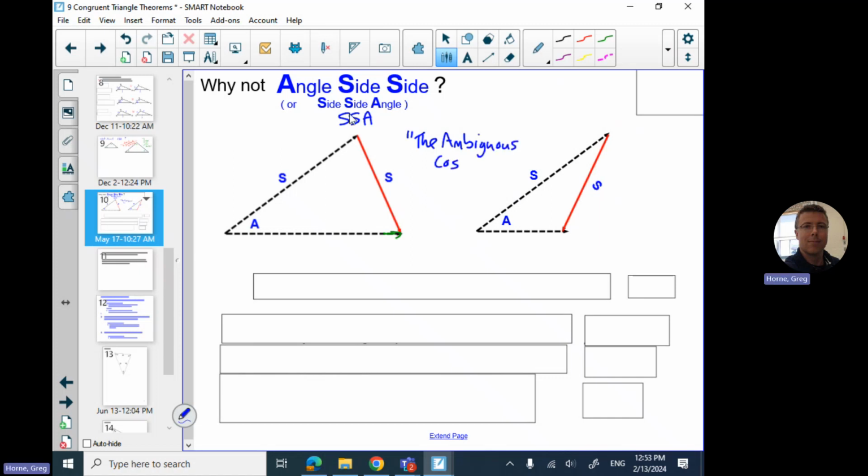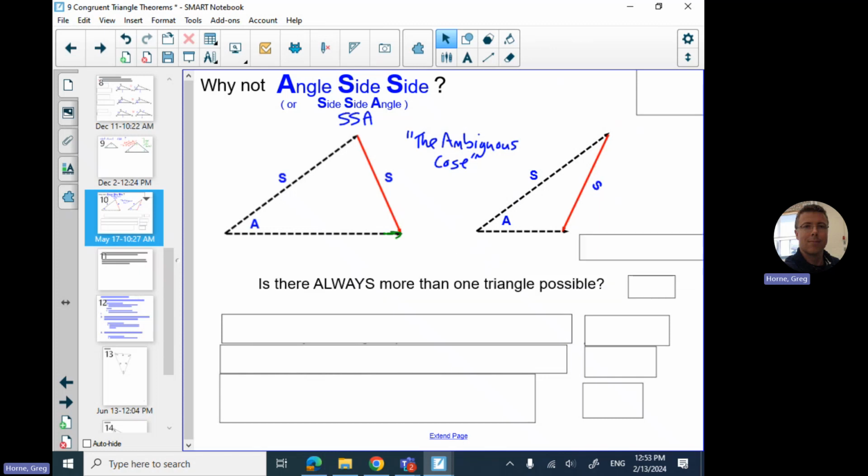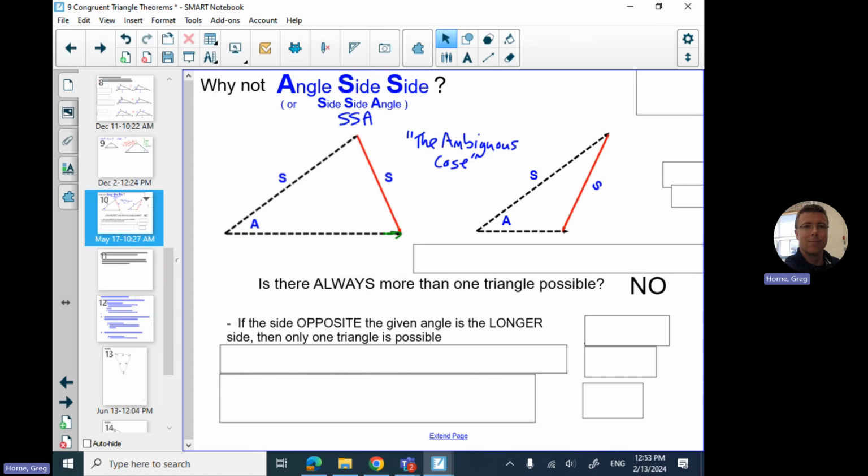And that's just meaning like ambiguity, and things are ambiguous. You can't tell between them. You can't distinguish them. So it's just using that same English language word for the triangles, right? So the question is, if you have angle side information, is there always more than one triangle possible? Well, the answer is no, there isn't always.